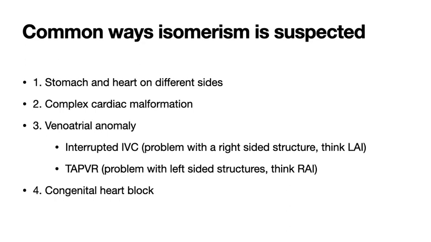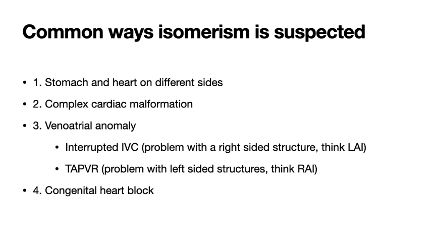And then this one's really important, which is a veno-atrial anomaly. So the veins returning to the right atrium are either messed up because there's a problem with right-sided structures, or the pulmonary veins, which are left-sided structures, are messed up too, and they don't go into the proper left side like they're supposed to. So if you're missing a right-sided structure, think we've got extra lefts, left atrial isomerism. And if we have a problem with left-sided structure, think right atrial isomerism.